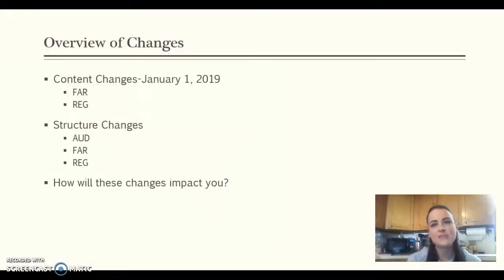So, an overview of what I'll be discussing with you today. First, I'm going to go over the content changes, specifically for FAR and REG, that are effective January 1 of this year, and then some of the structure changes you can expect to see on July 1st of this year, and how this will all impact you moving forward as you study for the CPA exam.